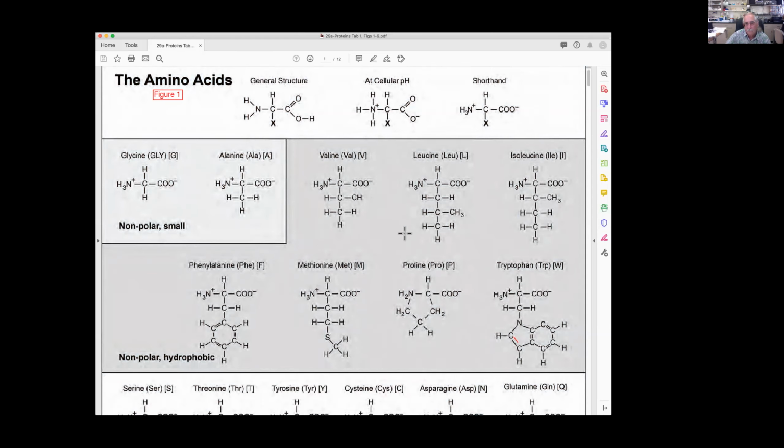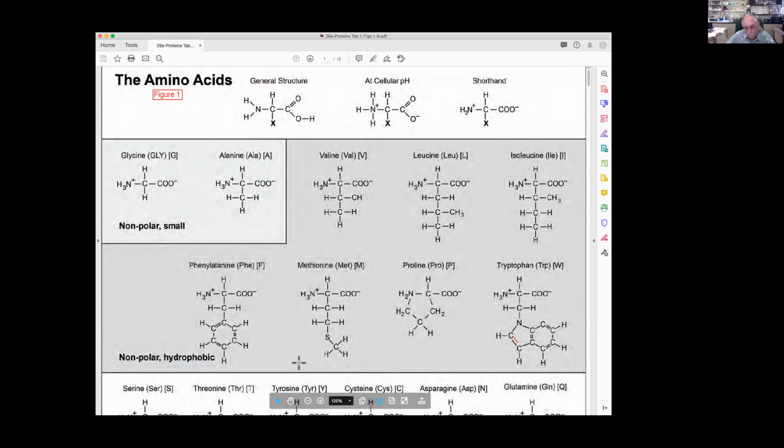Valine, leucine, isoleucine, phenylalanine, because the benzene ring, when it attaches, is called the phenyl group. So this would be alanine. We put the phenyl group, so now it's called phenylalanine.